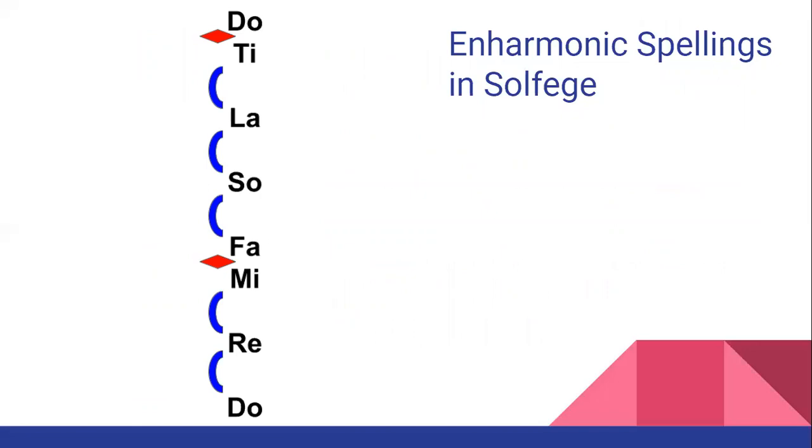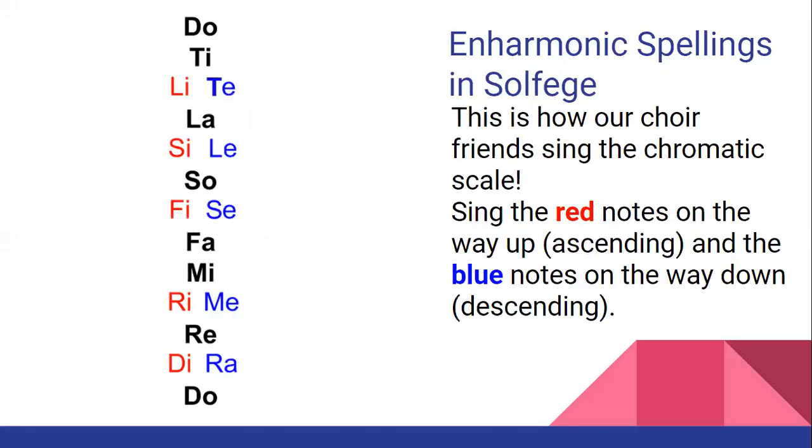For our choir friends, this whole and half step pattern works exactly the same way. We do need to learn some new syllables though. On the way up, you basically replace whatever the last letter was in the solfege syllable with the letter I. So do becomes di, and that raises it a half step. Re becomes ri, and that raises it a half step.